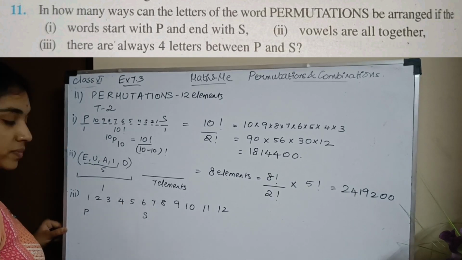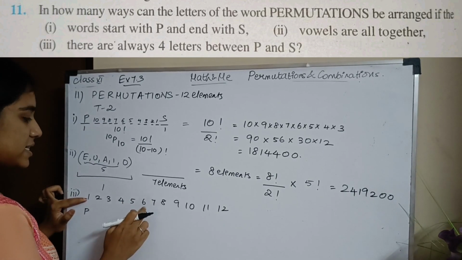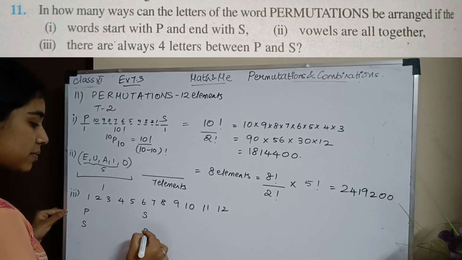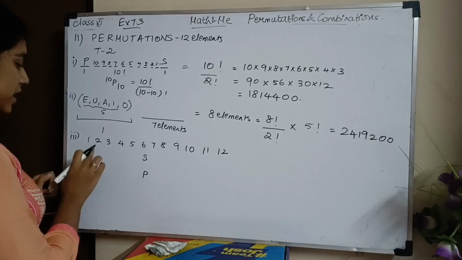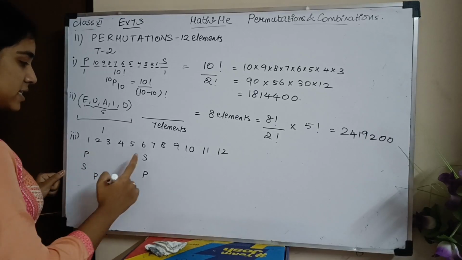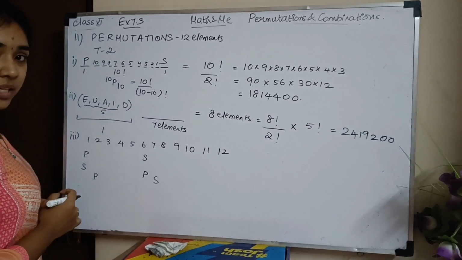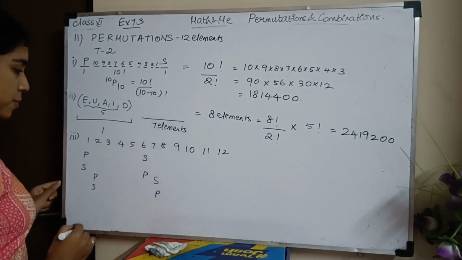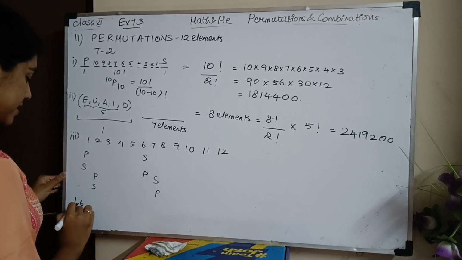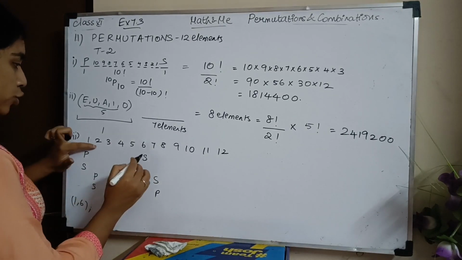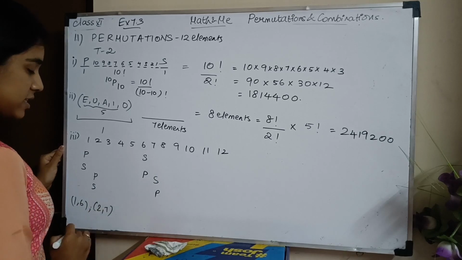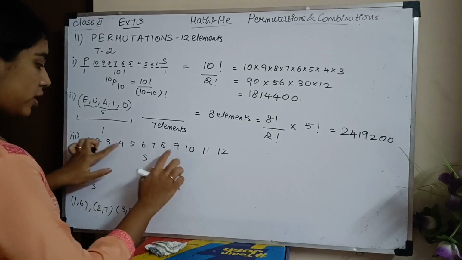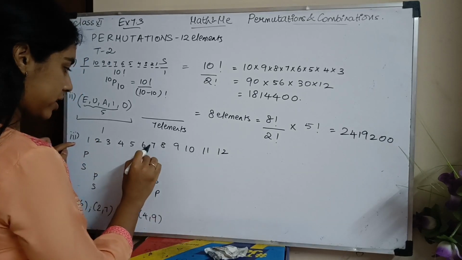So I have 4 letters. P can be in the first place and S can be in the 6th place. Similarly, it can be the other way round: S, P. Correct? Similarly, if P is in the 2nd place, I can have S in the 7th place, and I can have S here and P here. So how many options do I have? 1 and 6. This is one option. 2 and 7. This is another option. 3 and 8. 4 and 9. You see I have 4 letters in between.